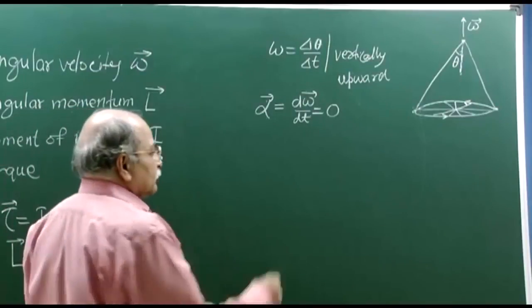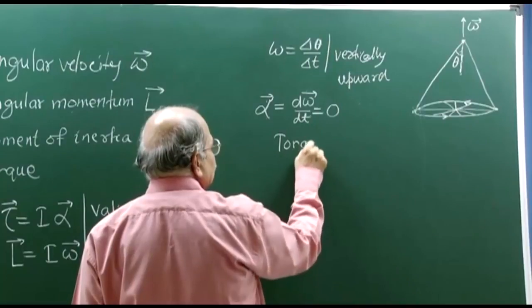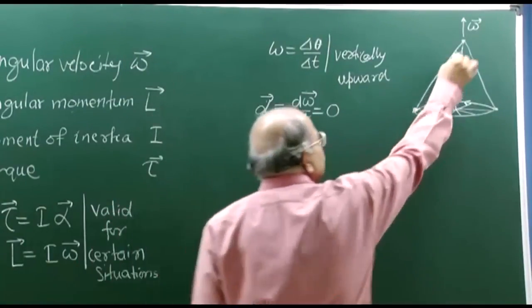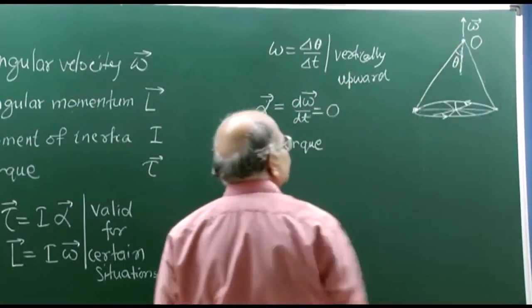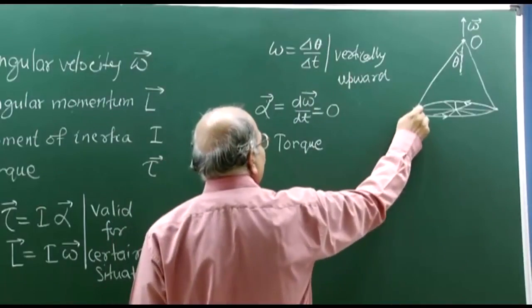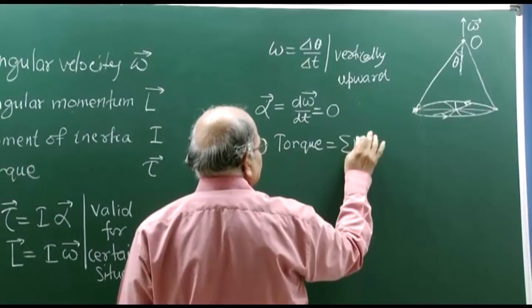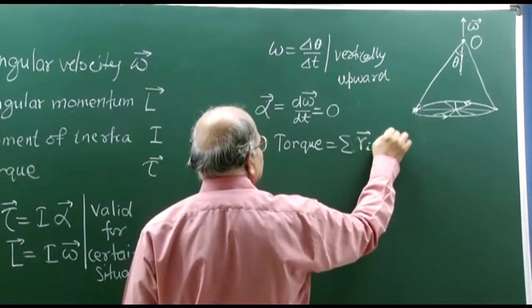Next is torque. So, let us calculate what is the torque on this rotating ball. This is the point of suspension and I take my origin here. So, torque on this ball is summation Ri cross Fi. I have to look for all the forces, and for each force, the torque is given.